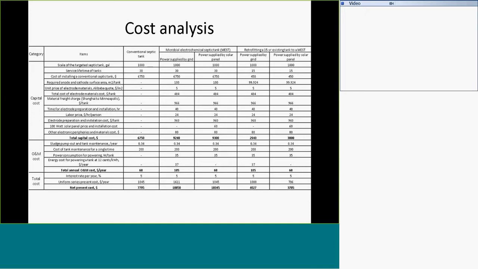Some people think it's better to use solar energy to power the electrochemical system. And we did the analysis. There's about $500 saved using the solar panel rather than grid power. So it improves the phosphorus removal efficiency, and the cost increases. And some people probably would think it's acceptable to add another $3,000 to the septic tank to improve the process.